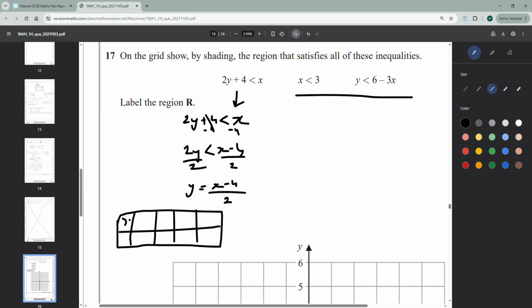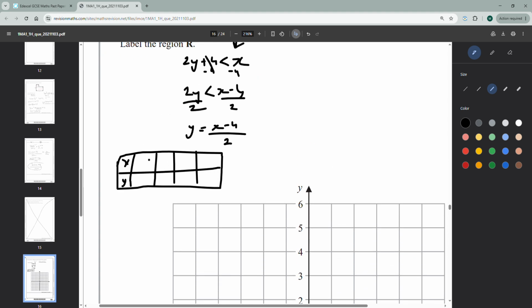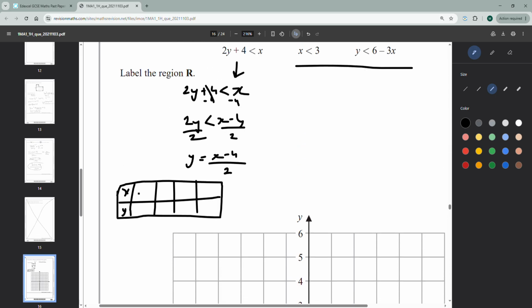Okay, x and y. Alright, let's just think about this. Let's start from -1. Yeah, let's do -1. That's a good one. 0, 1, 2. Alright, so -1 take away 4, -5, -3.5. 0 take away 4, -4, -2. 0 take away 4, -2, right? 1 take away 4, -3.